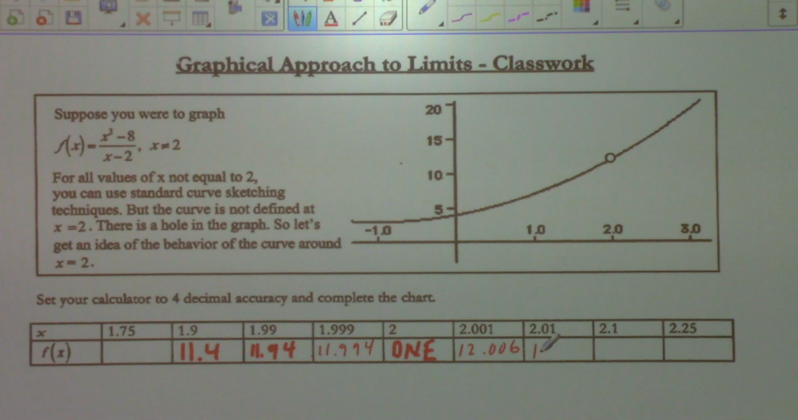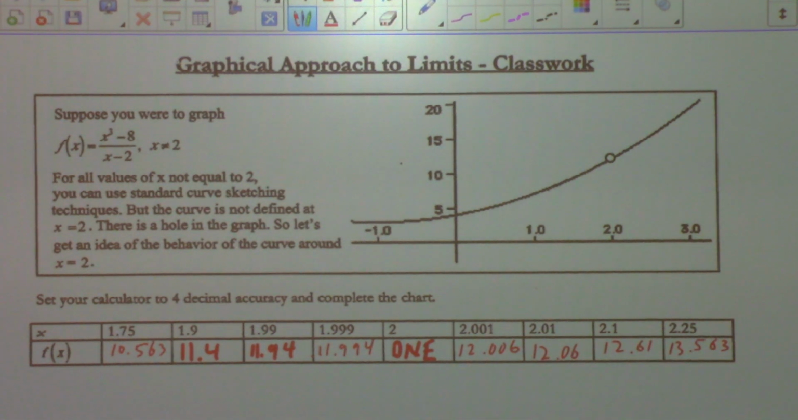And then 12.06, and then 12.61, and then this one here is going to be 563. Okay. All right. So, and I don't know what this one's going to be. 10 point something. I don't know. 10.5. Okay, so anyway, we've completed our chart, right?